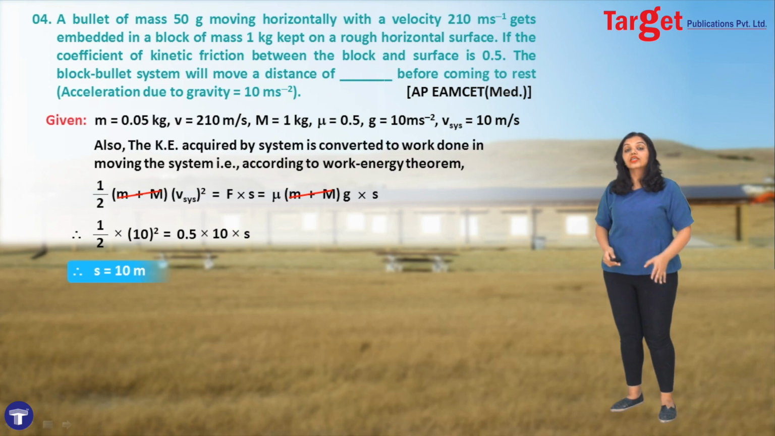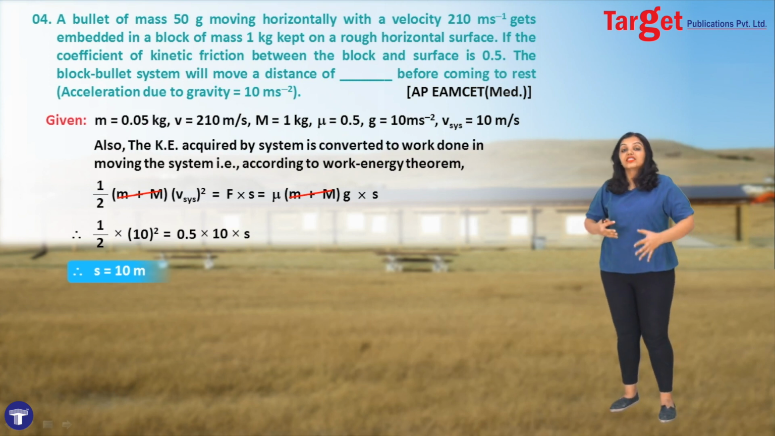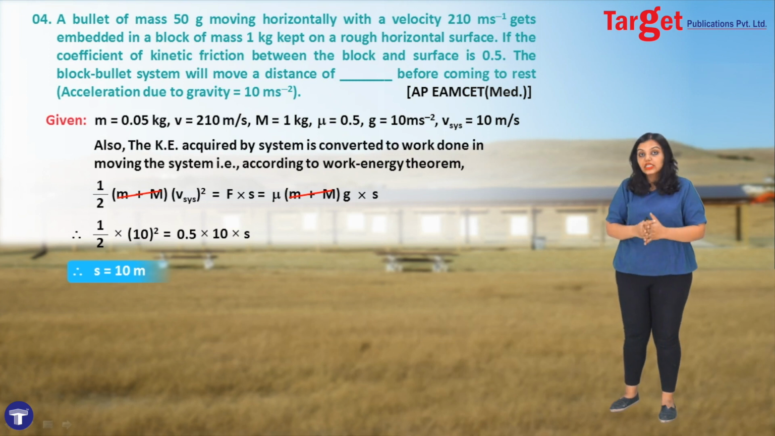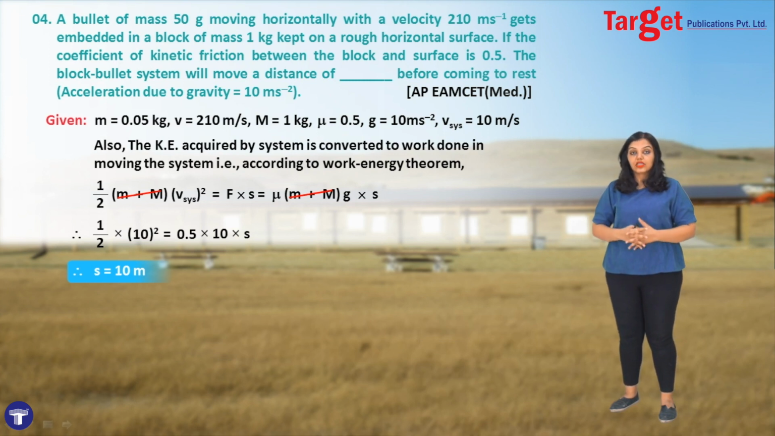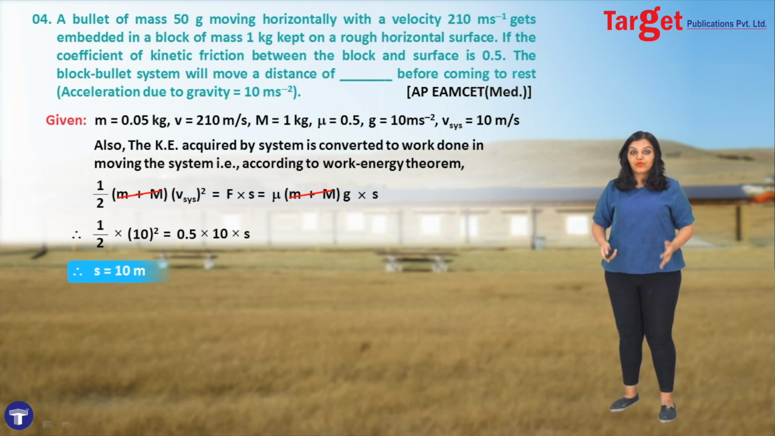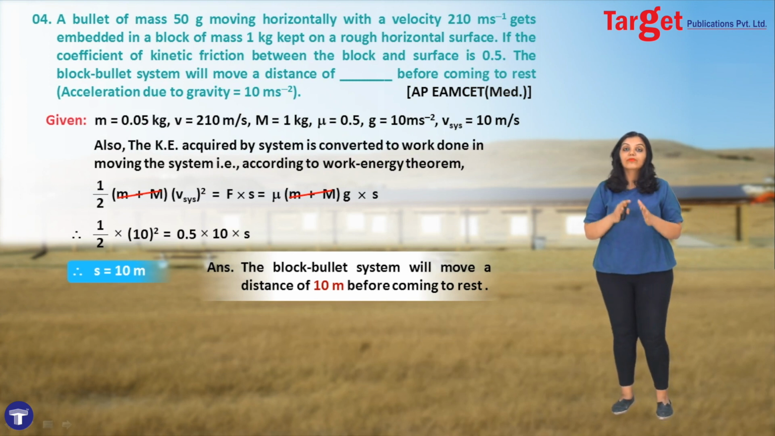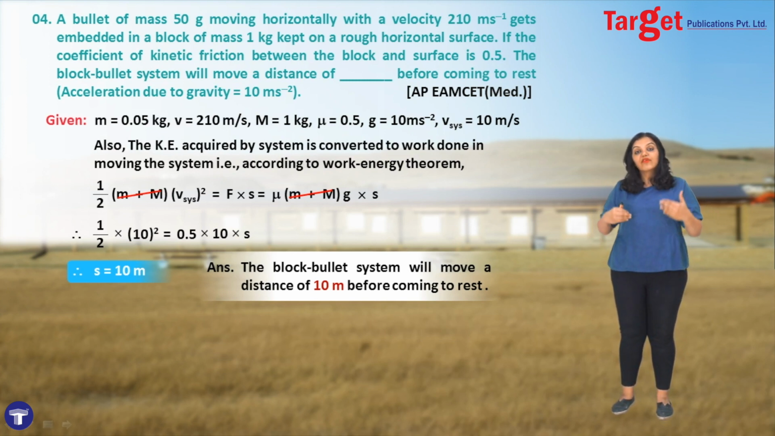So I hope you understood why we didn't consider the conservation of kinetic energy: because it's a perfectly inelastic collision, and in this perfectly inelastic collision we have seen that the block and bullet got embedded together, and since friction was present there was no conservation. So the final answer is that the block bullet system will move a distance of 10 meter before coming to rest.